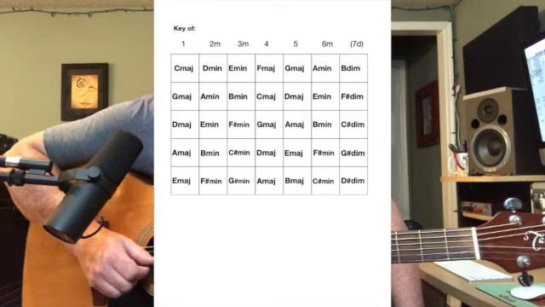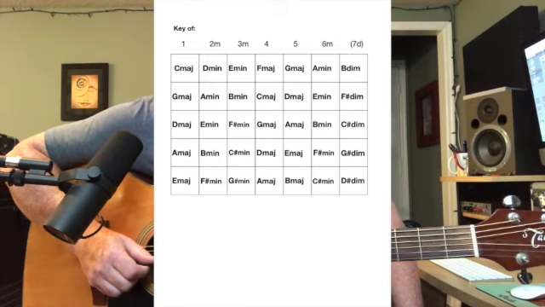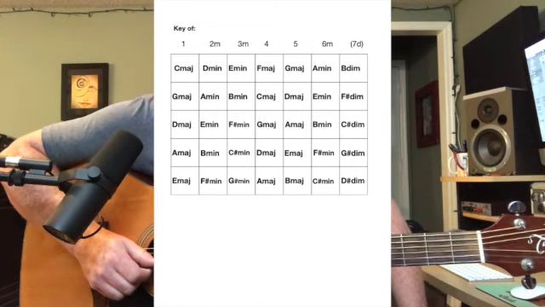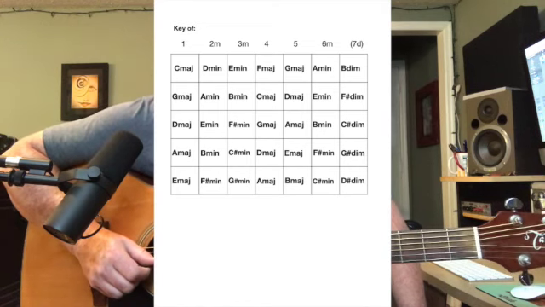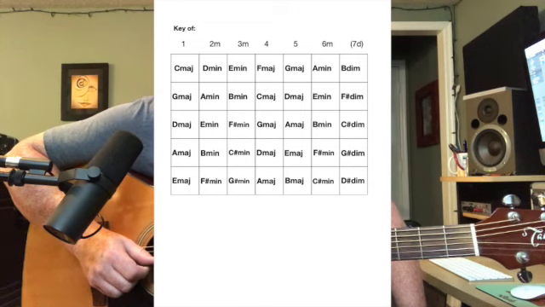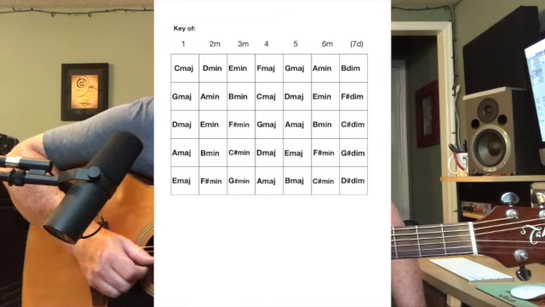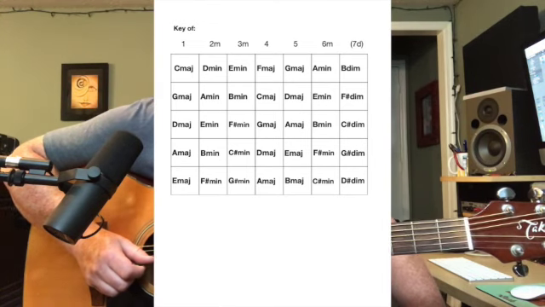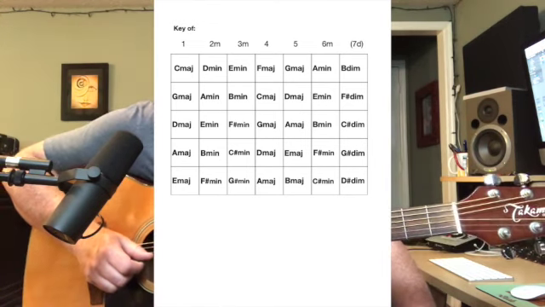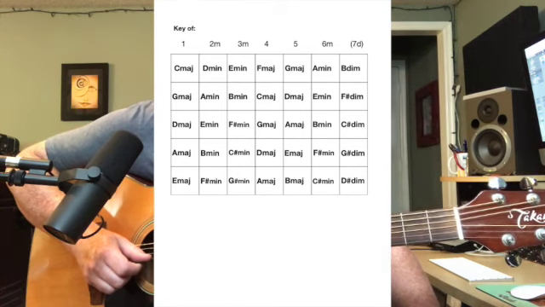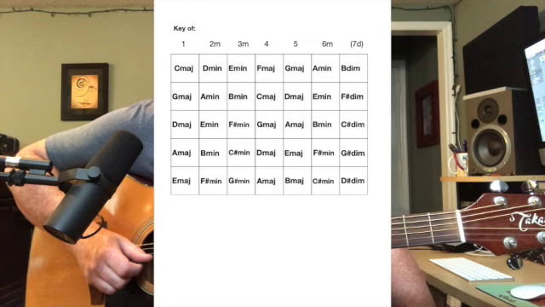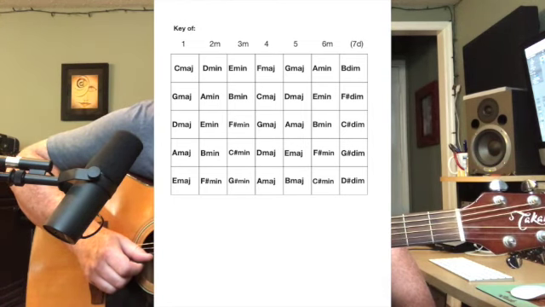This is starting from the key of C on that first line horizontally. And then notice the next key is G, and that goes across horizontally. Notice the numbers at the top: 1, 2 minor, 3 minor, 4, 5, 6 minor, 7 diminished with parentheses because we'll discuss that later. Third key is D. So what I'm doing is going in order of appearance of sharps and flats in the keys.